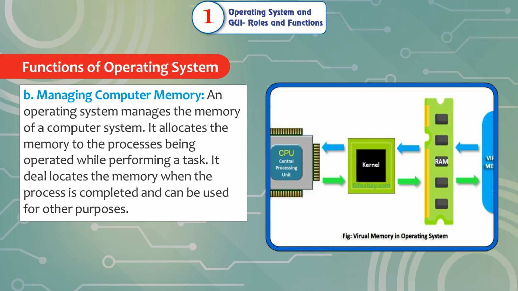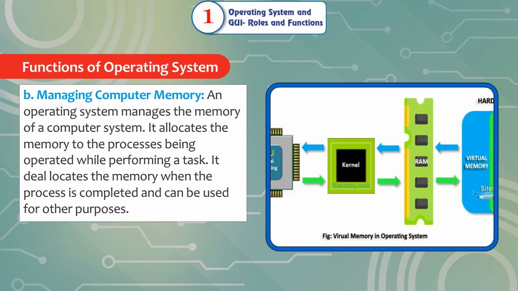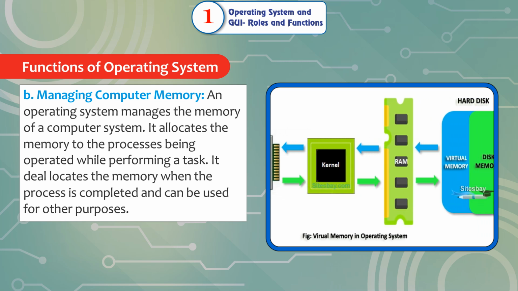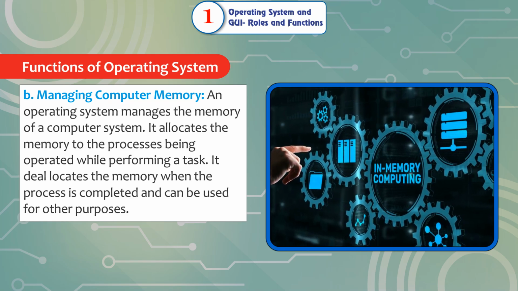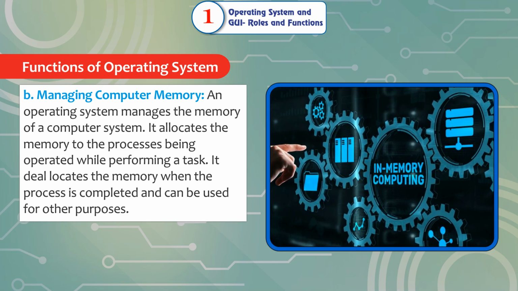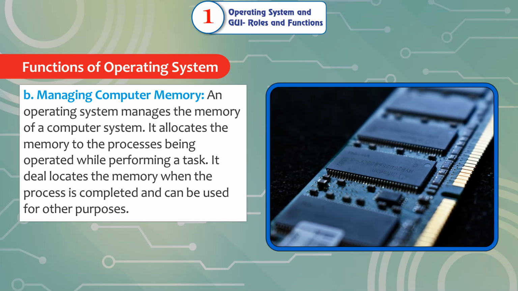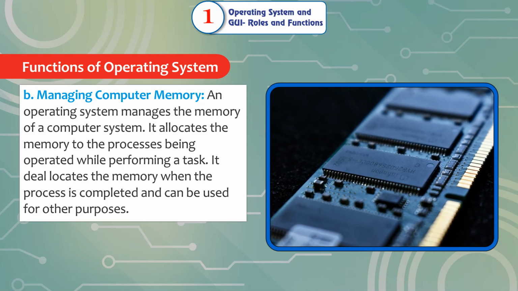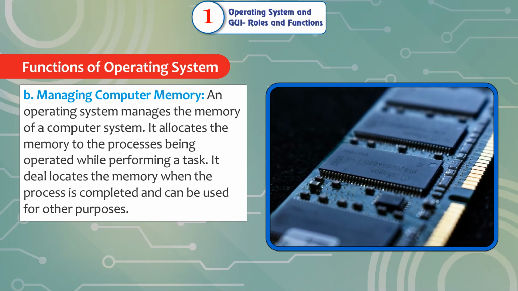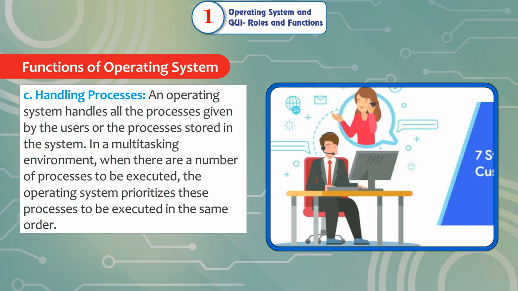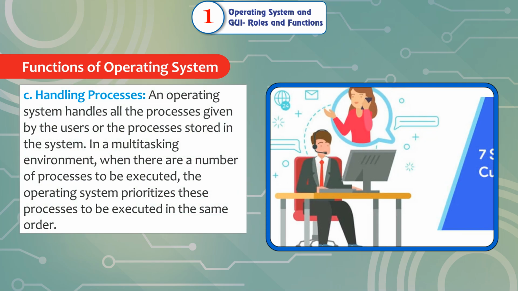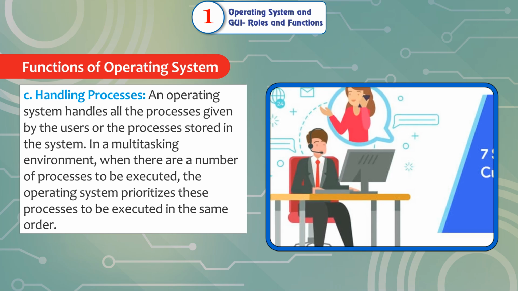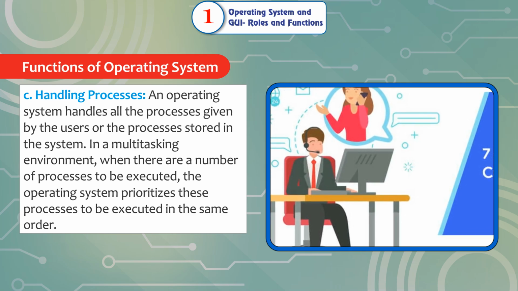B. Managing computer memory. An operating system manages the memory of a computer system. It allocates the memory to the processes being operated while performing a task. It deallocates the memory when the process is completed and can be used for other purposes. C. Handling processes. An operating system handles all the processes given by the users or the processes stored in the system.